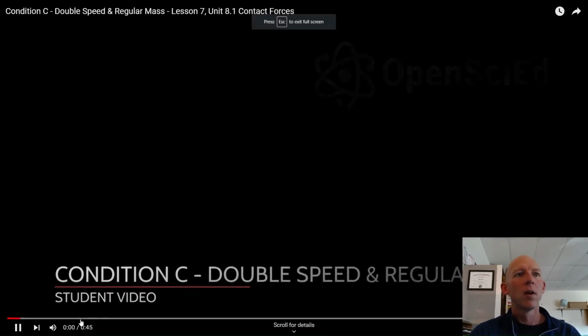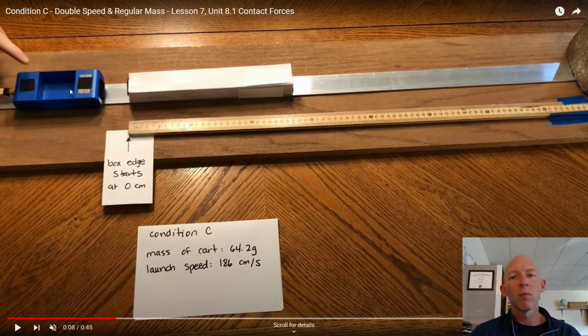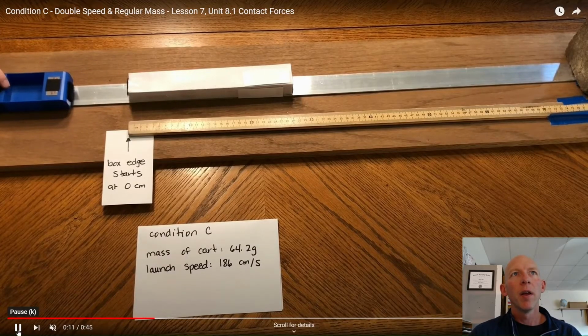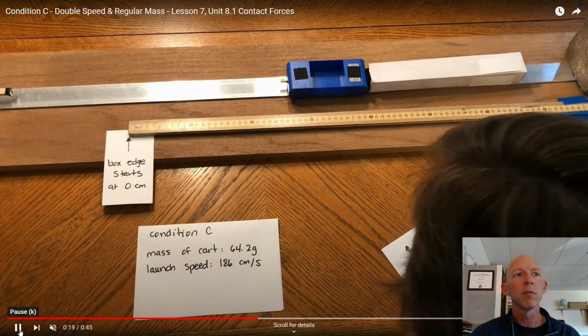And then in the last one, condition C, now the mass is the original mass of the cart. It's empty again, but they're going to double the speed by pulling the launcher back further. And by doubling the speed, the box got pushed even further. It got pushed all the way just a little over 40 centimeters.